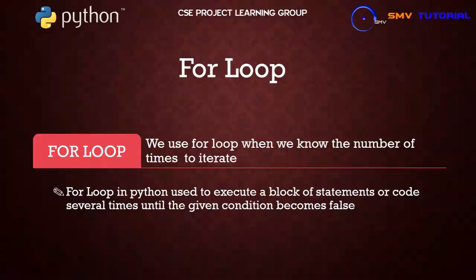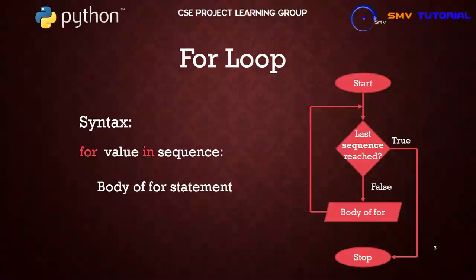The first loop I am taking is the for loop. First, what is a for loop? We use a for loop when we know the number of times to iterate. A for loop in Python is used to execute a block of statements or code several times until the given condition becomes false. Okay, I am explaining this for loop.